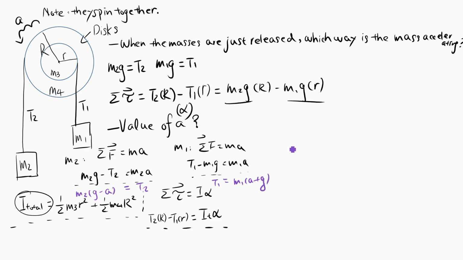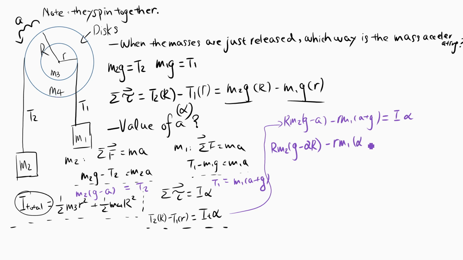So what I really get here is m2(g minus a) times R, minus m1(a plus g) times small r, is equal to I alpha. Here we need a very quick conversion to convert everything into alpha. So R m2 (g minus alpha R), since m2 is on the bigger component, minus r m1 (alpha r plus g), is equal to I alpha.